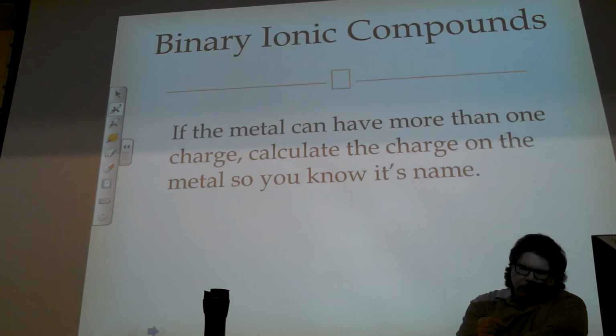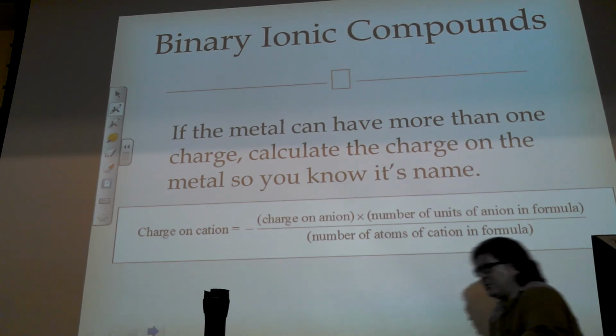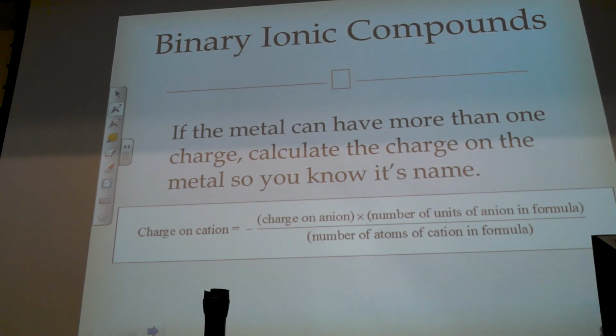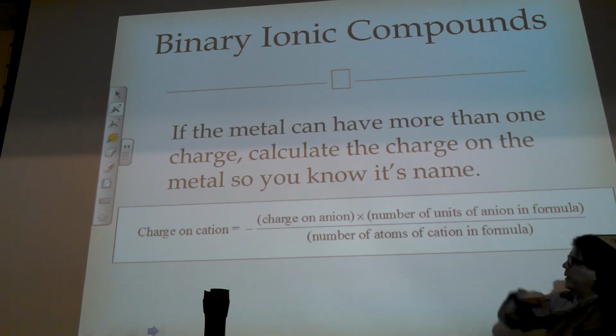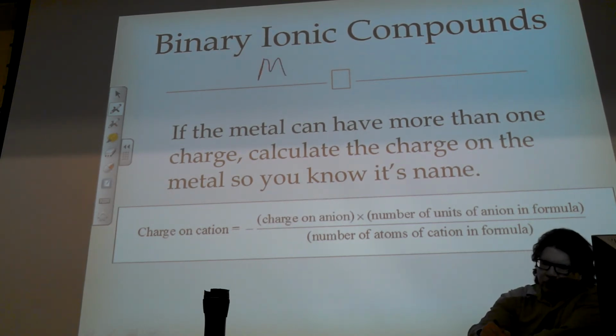Now I have a formula right here. I show this in 142 and 143. But if you can do it the way you just did, that's fine. Whatever's perfect for you. But if you're not sure, this formula always works. You'll always know the charge on the anion, and from looking at the formula, you know how many units of the anion there are and how many atoms of the cation there are. So let me show you how to use this formula for this compound that we just did.